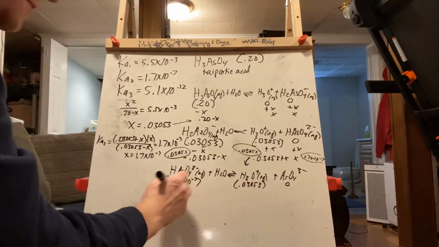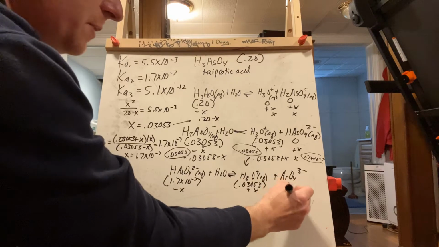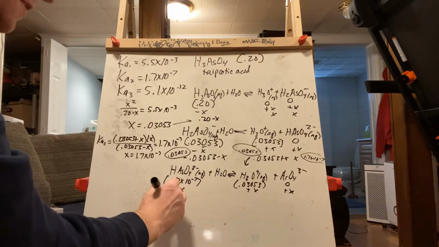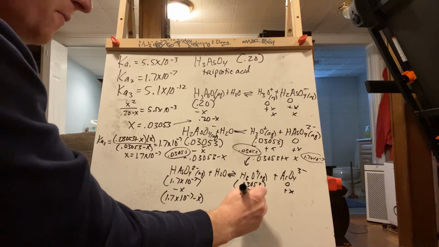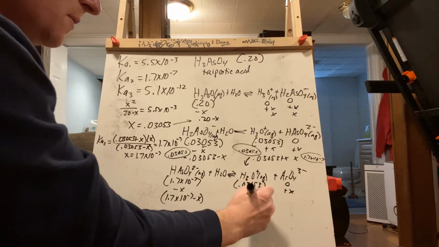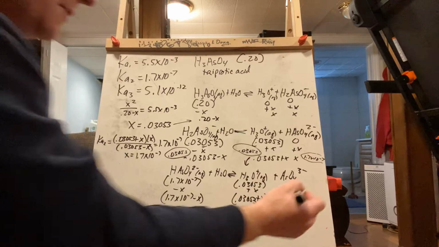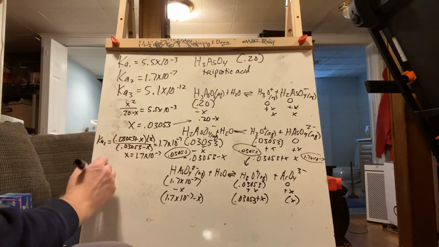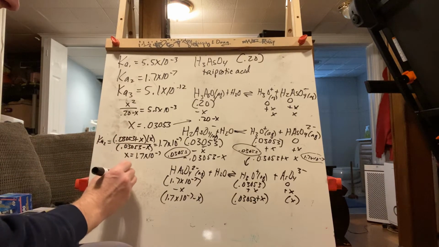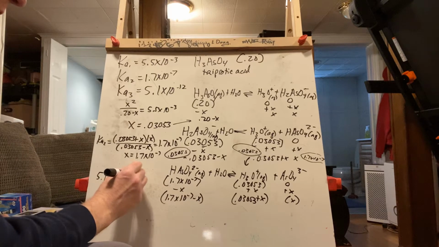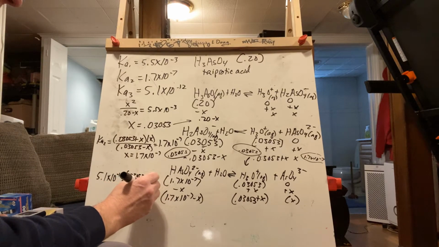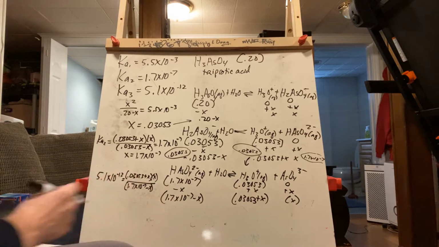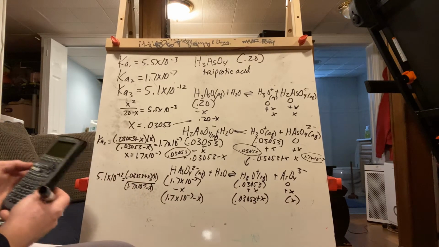And then that's 0. Minus x, plus x, plus x. So now you have 1.7 times 10 to the negative 7th minus x, 0.03053 plus x, and then x. And now we have this equaling 5.1 times 10 to the negative 12th equals (0.03053 plus x) times x all over (1.7 times 10 to the negative 7 minus x). And we plug it in. There's a lot of work.